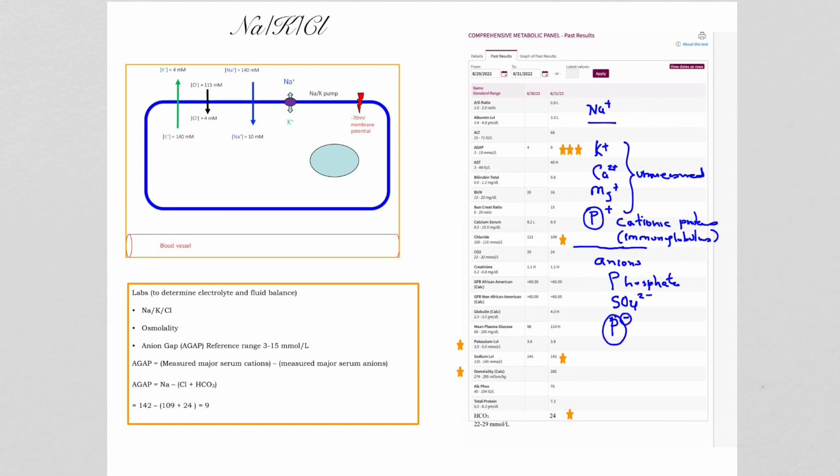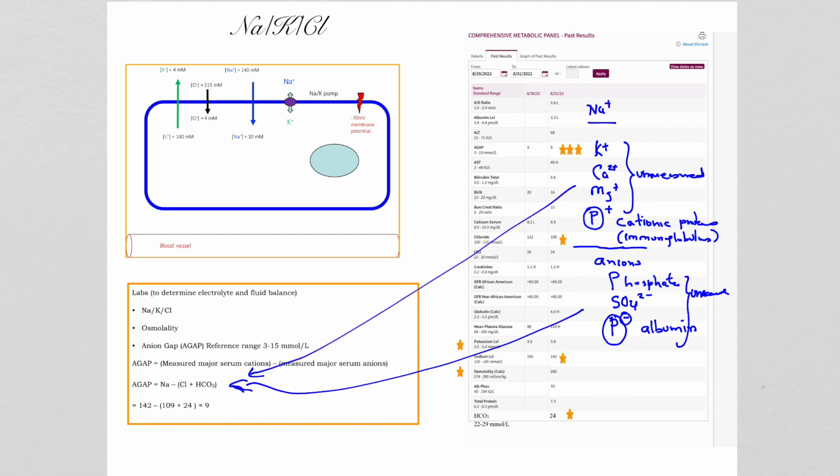Proteins that have a net negative charge are probably the most abundant in your blood, the main one being albumin. So these are some of the unmeasured anions. You can see these don't appear in this formula here. The only things we use in this formula are sodium, chloride, and bicarbonate.